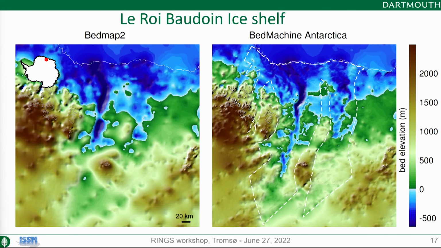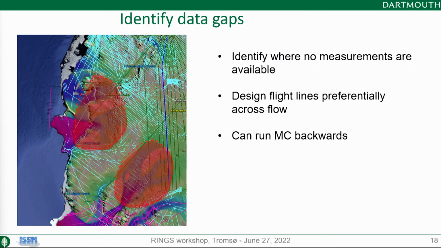Okay, Frank was in the room, so I wanted to show Le Roi-Baudouin ice shelf. So that's BedMap 2, that's BedMachine, and again, you see this long trough that's kind of stopped in a few places in BedMap 2. So for models, if you run your model with these, the grounding line may stop here, whereas in this model, it may continue to retreat if we get ocean warming. Okay, I'm almost there, I promise.